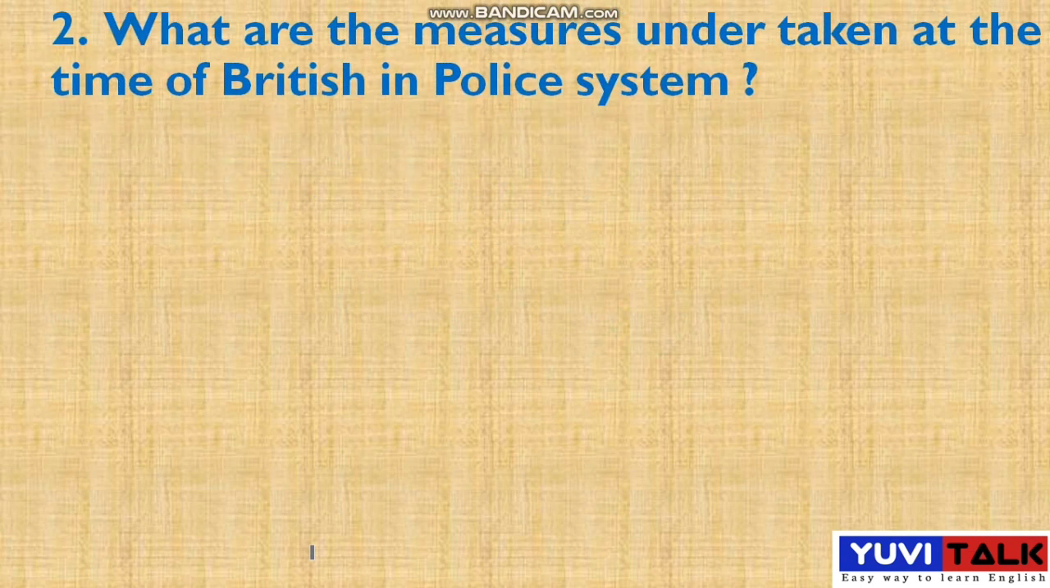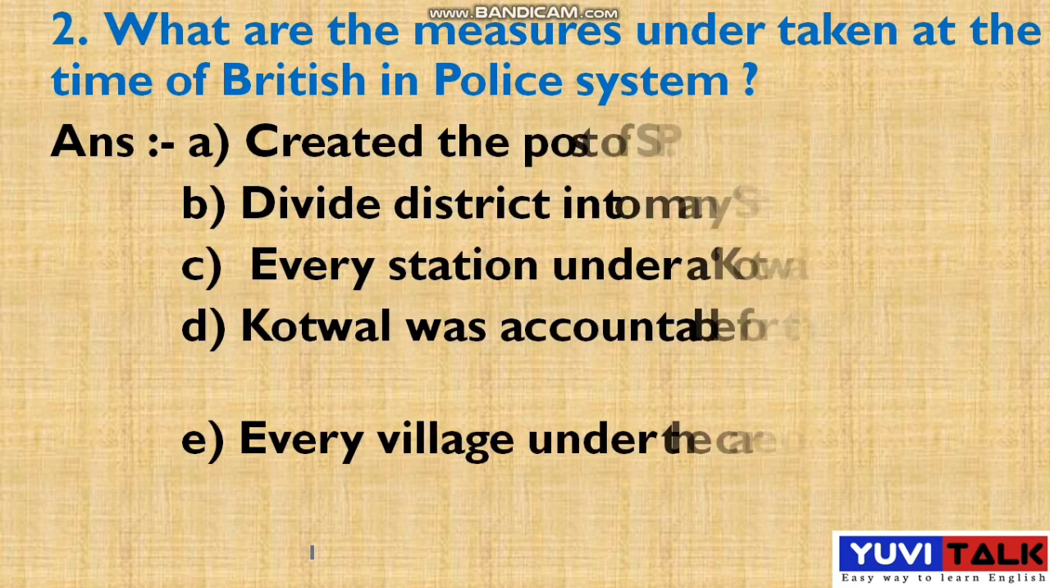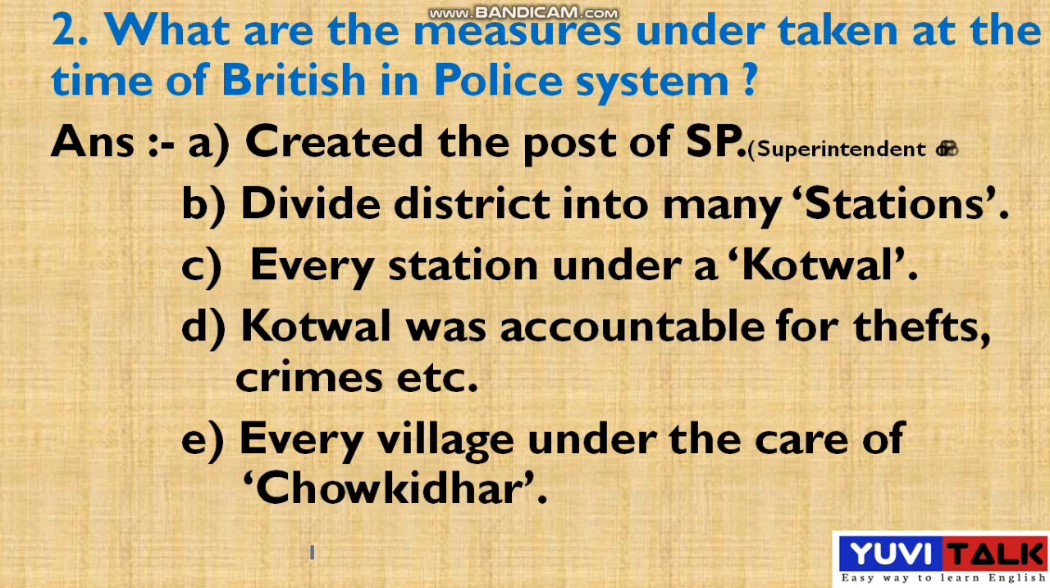The next question: what were the measures undertaken at the time of the British in the police system? Today also you see the police system is there. But what were the measures undertaken at that time while the Britishers were in our country? See, they created the post of SP. Today you call it superintendent of police. SP is the district police officer, superintendent of police. So that post was created by the Britishers.